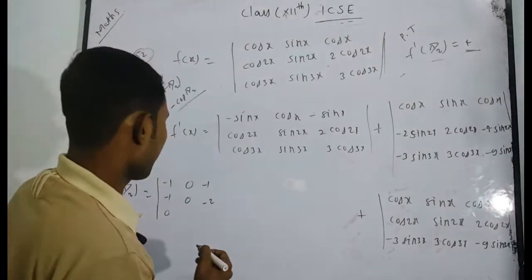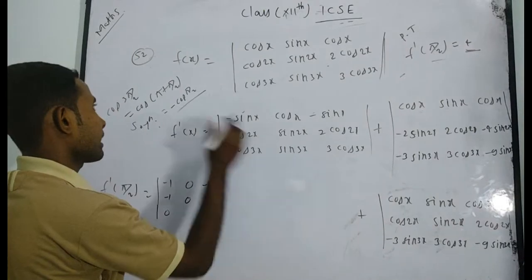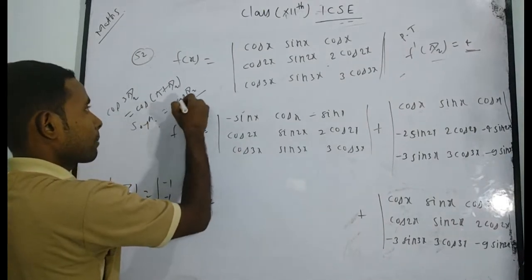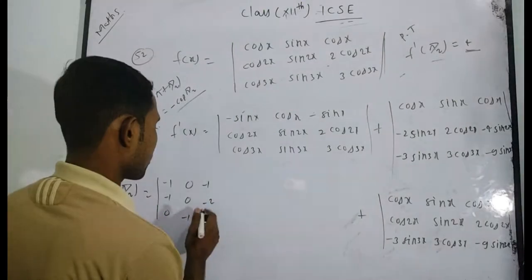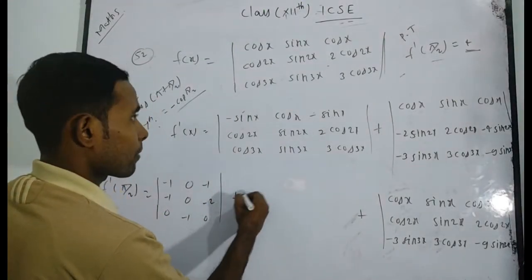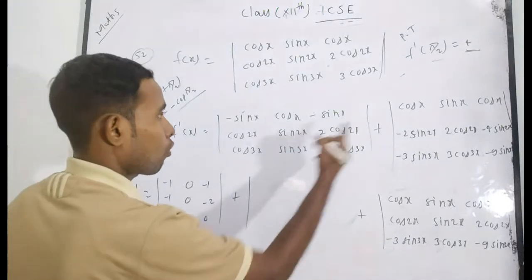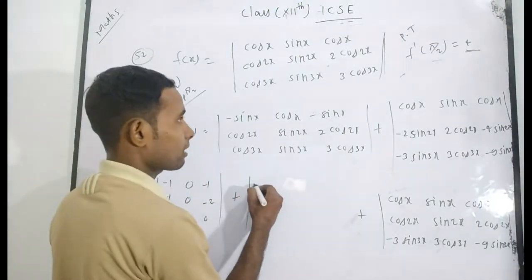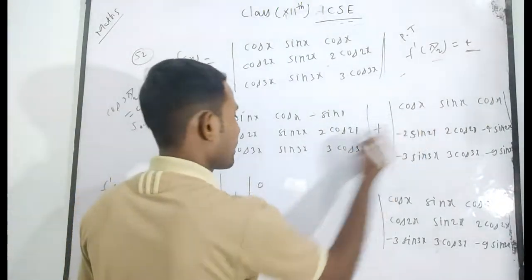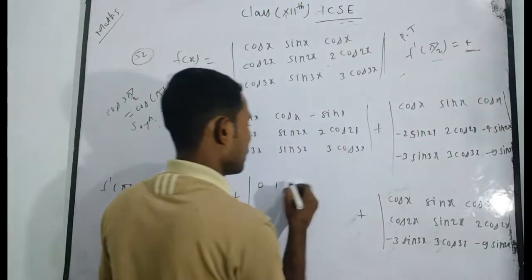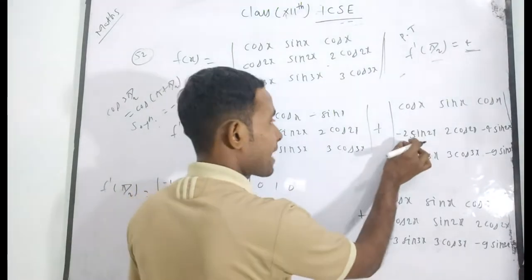In a similar way, sin 3π/2 will again be minus sin π/2, so it will be minus 1. And 3 into cos 3x will be 0. Similarly, you have to write cos x again. That means the first row will be cos π/2, which is 0, sin π/2, which is 1, and cos π/2, which is 0.